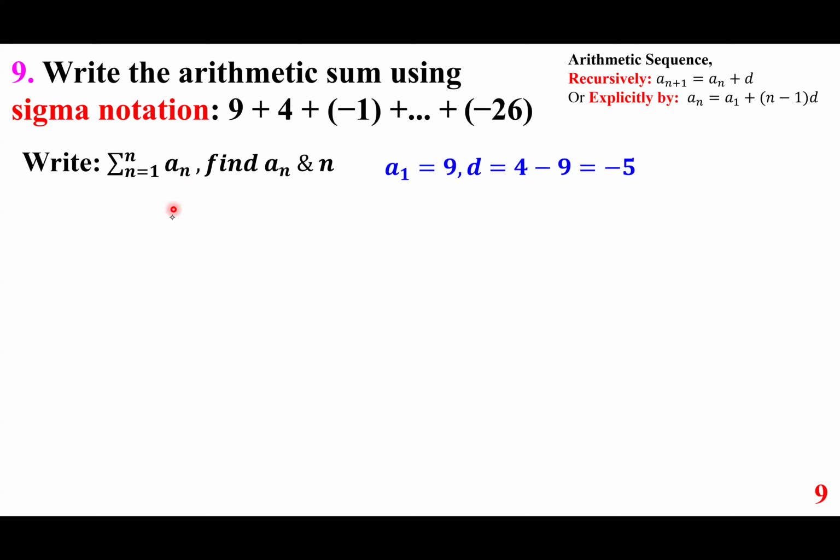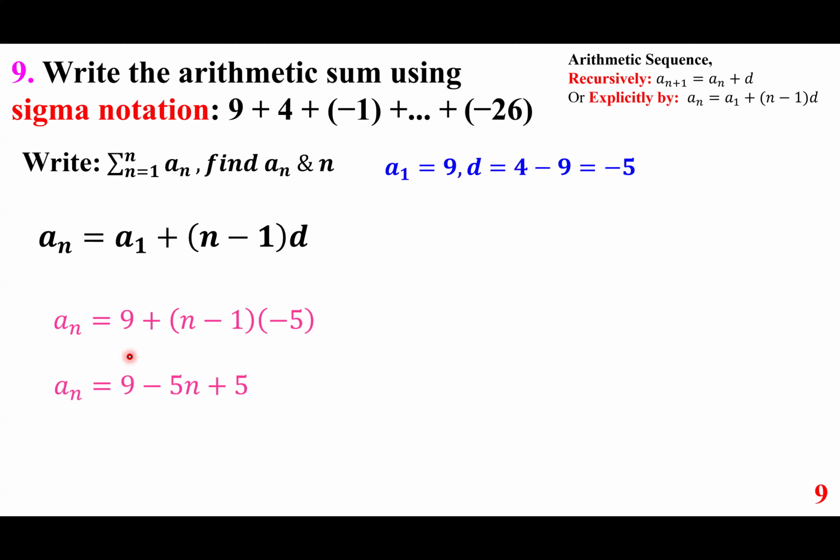So we can find a sub n using a sub 1 plus n minus 1 times d. So plug in. Now this is minus 5 and this is plus 5. 9 and 5, they add up to 14. So a sub n is minus 5n plus 14. Now, we stop at negative 26. So this would be, for this set, the nth term. We can find the value of n by setting a sub n equal to minus 5n plus 14.